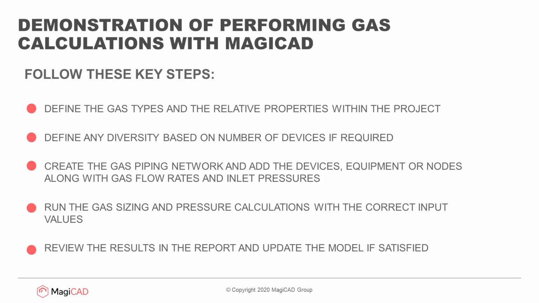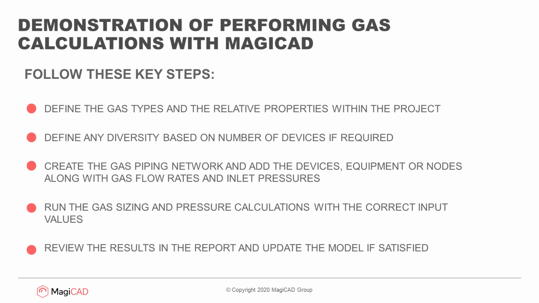Then you need to define diversity if it is going to be based on the number of devices required as well. That will be a rule you've got to set up. Then you create the gas piping network, adding the devices, equipment, or nodes if you're doing that instead, along with the gas flow rates and inlet pressures as required.